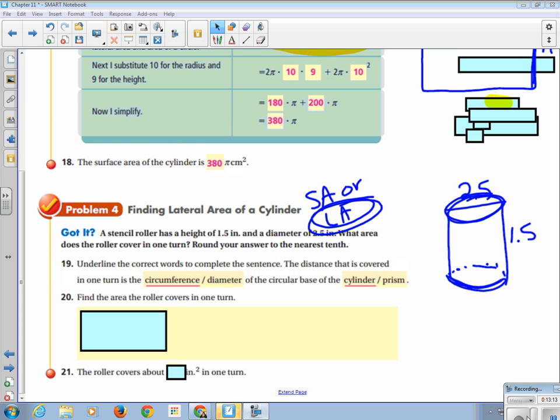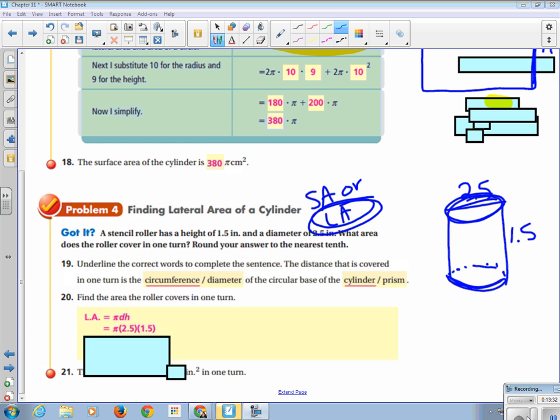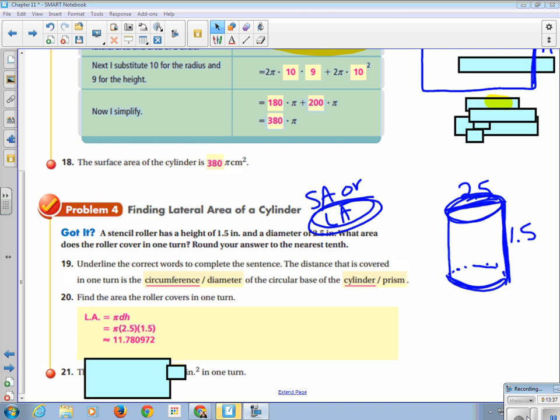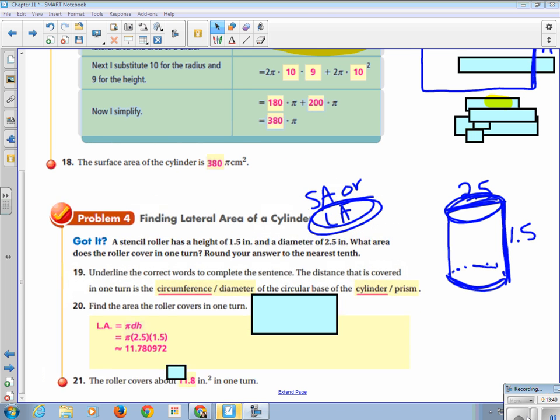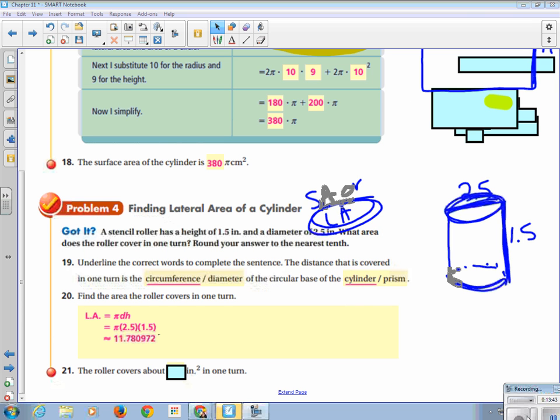So the circumference times the height is going to be our lateral area. So when we go pi times the diameter, that is pi times 2.5, which is the diameter, times 1.5, which is the height. So that gives us approximately 11.78 square inches. And it does say round to the nearest tenth, so the roller covers about 11.8 square inches in one turn.